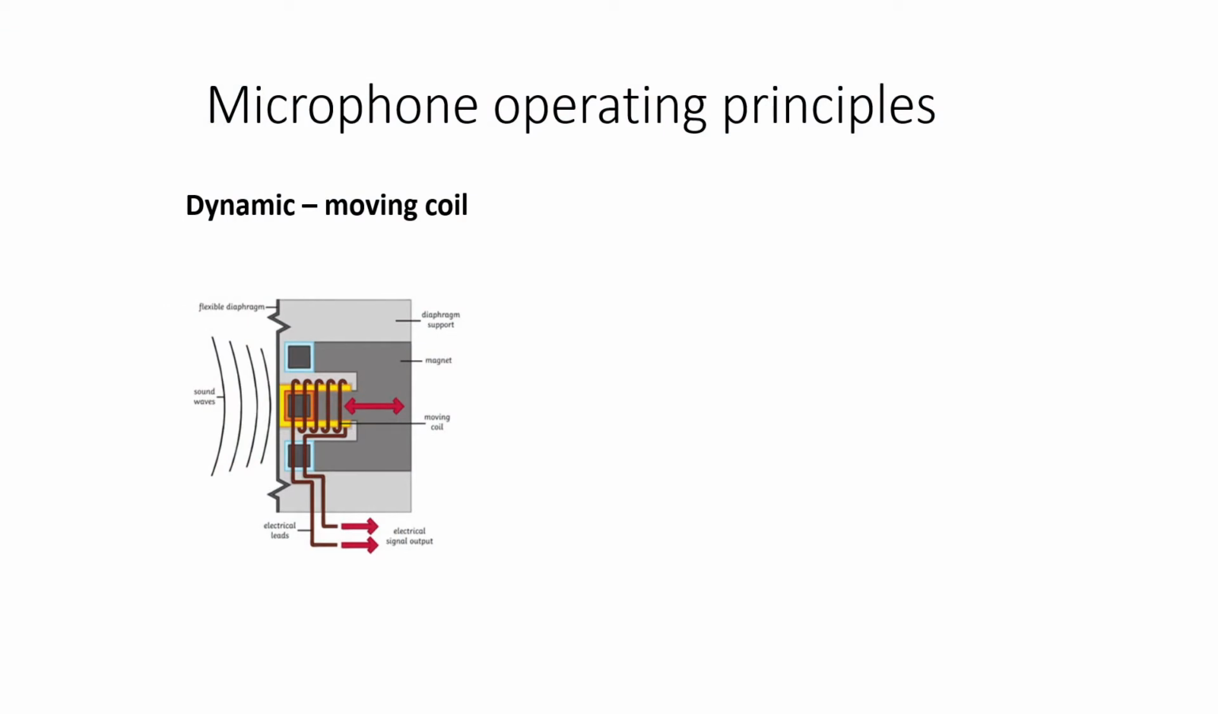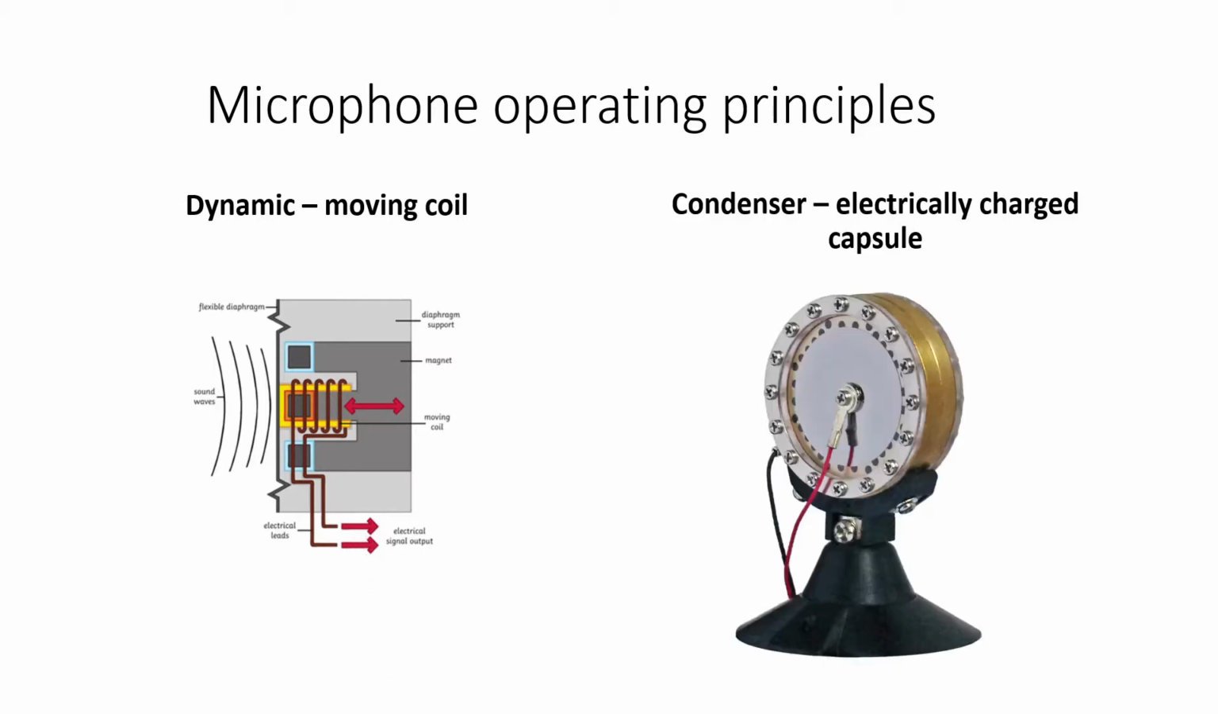The dynamic microphone we'll deal with is the moving coil design, which has a diaphragm which responds to sound pressure. That diaphragm is connected mechanically to a coil which moves inside a magnetic field. And when it moves inside the magnetic field, it generates a current or audio signal. The condenser has an electrically charged capsule. The diaphragm can be much lower in mass than the dynamic.